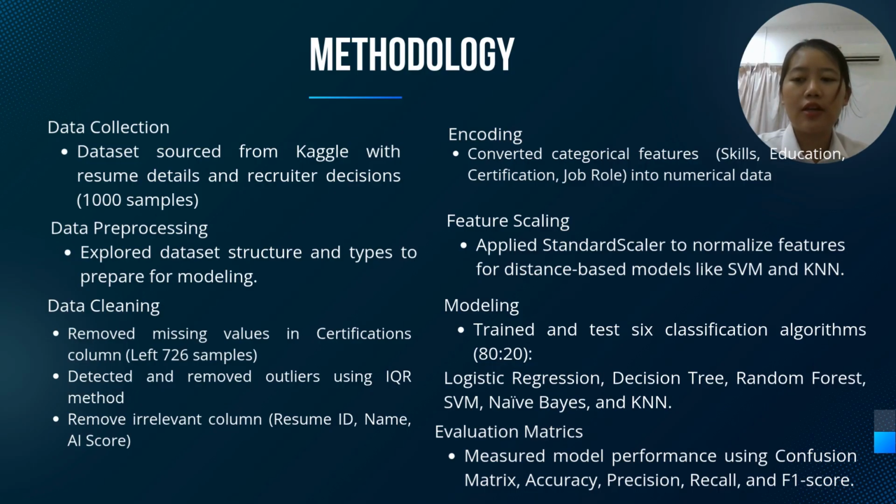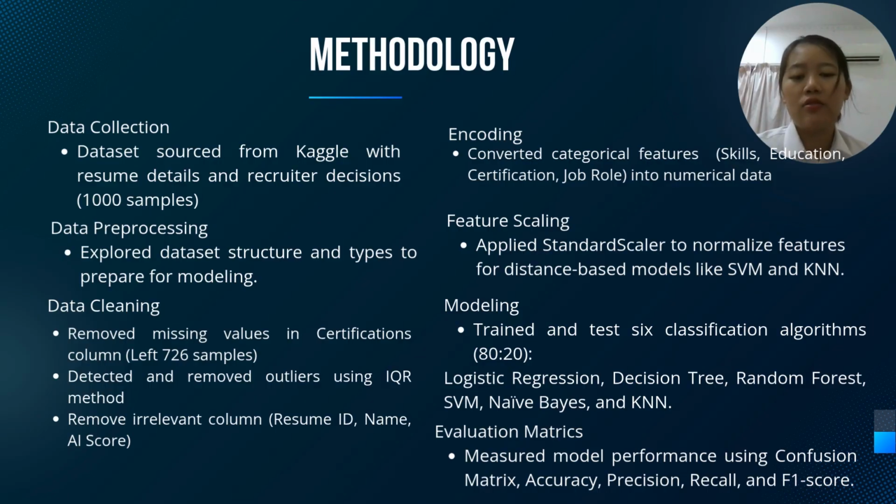First, for data collection, I used a dataset from Kaggle that contains 1,000 resume information and recruiter decision labels as hire or reject. During data pre-processing, I explore the structure and types of data. In the data cleaning stage, I remove blank values in the certifications column and use the interquartile range method to identify and remove outliers such as experience, salary expectations, and project count.